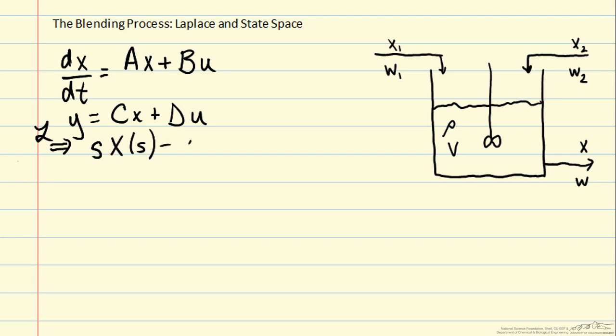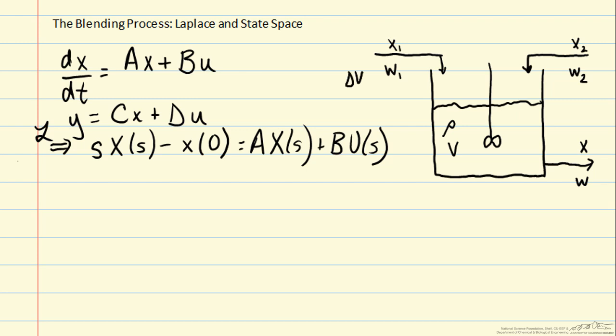So these are linear equations, and we can take the Laplace transform to get sX(s) minus X(0), that's the Laplace transform of the time derivative dx/dt, and that equals AX(s) plus BU(s), where u are our process inputs, either the manipulated variables or the disturbance variables. Here w1 is the disturbance variable, and we'll use w2 as our manipulated variable. Then we can also take the Laplace transform of our measurement equation to get Y(s) equals CX(s) plus DU(s).